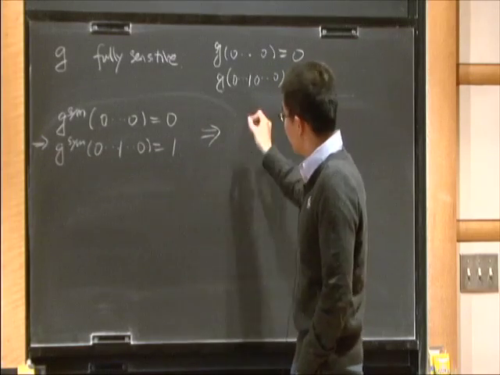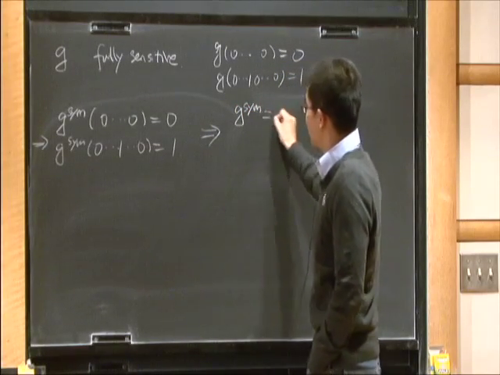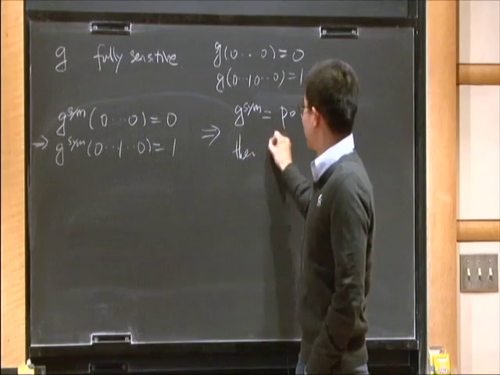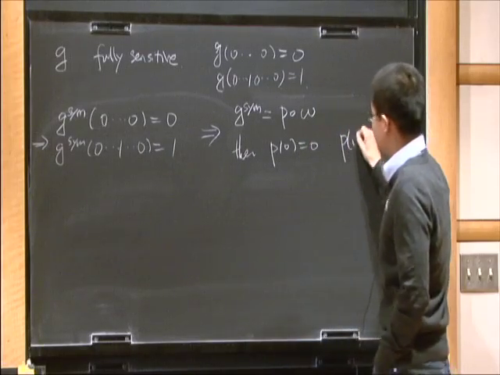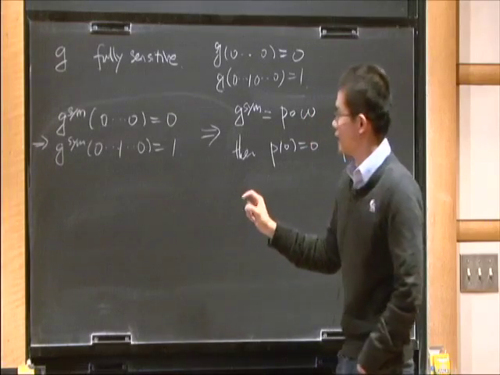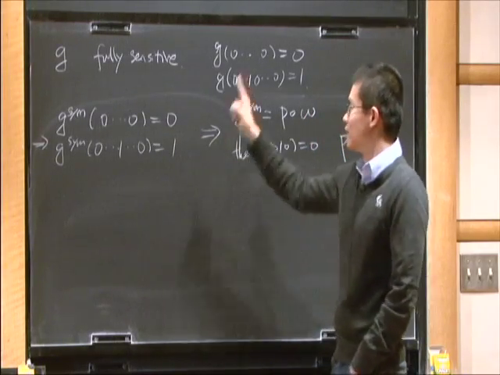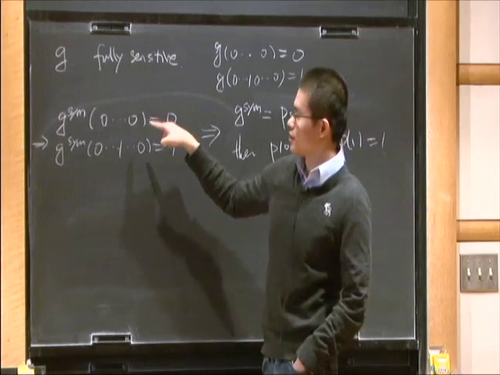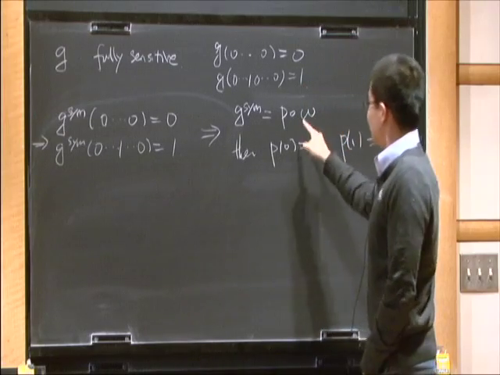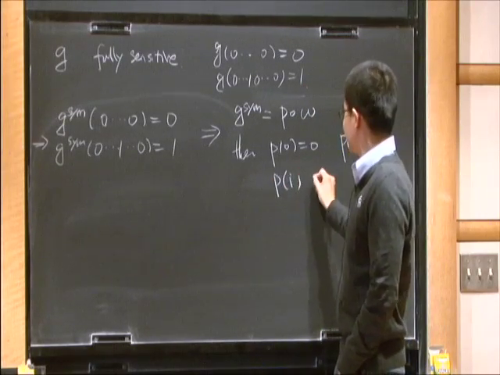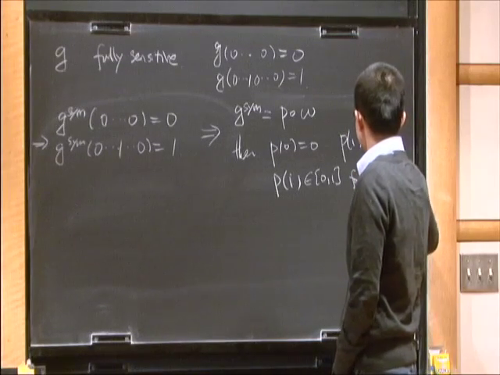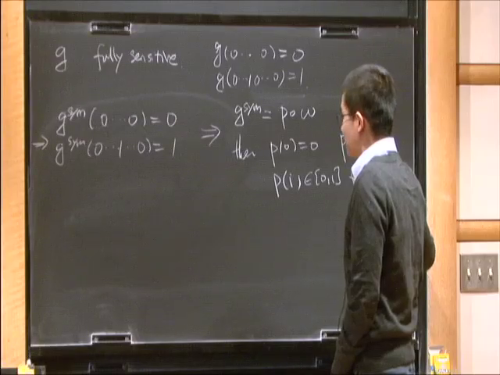This implies that if the symmetrization of g equals some polynomial p composed with the Hamming weight, then p of 0 is equal to 0, and p of 1 is equal to 1. And there's another very nice property: because g is a Boolean function, after symmetrizing, you still get the values to be between 0 and 1. So here, p of i is between 0 and 1 for integers i less than or equal to n.